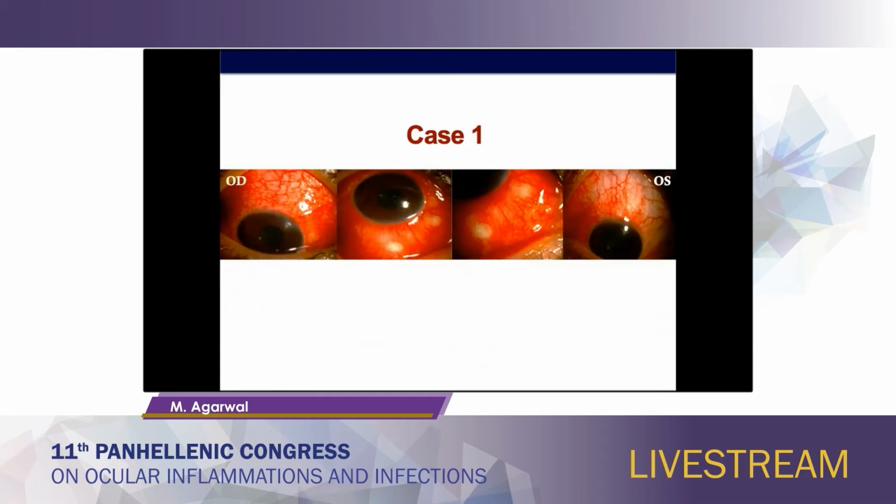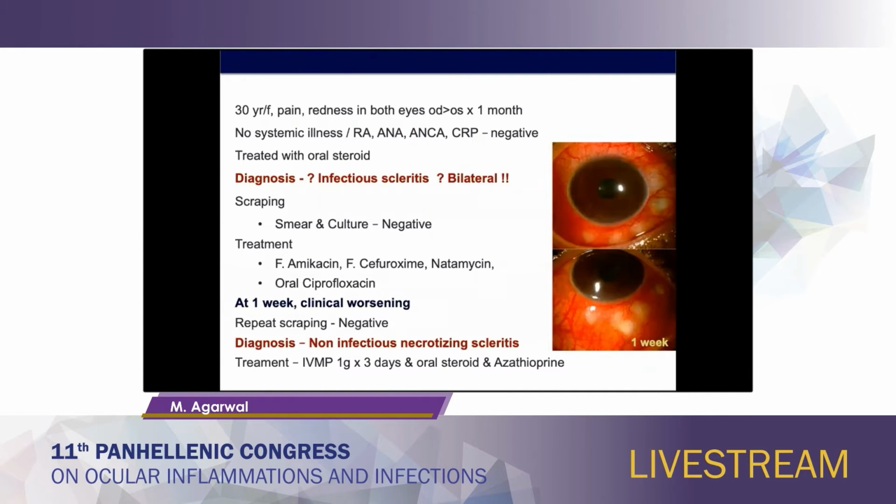This was a young girl who presented with bilateral redness with these whitish lesions in the inferior area in the right eye. She was diagnosed to have infectious scleritis in both eyes, that was a little suspicious. She ended up undergoing scraping, and smear and culture were negative.